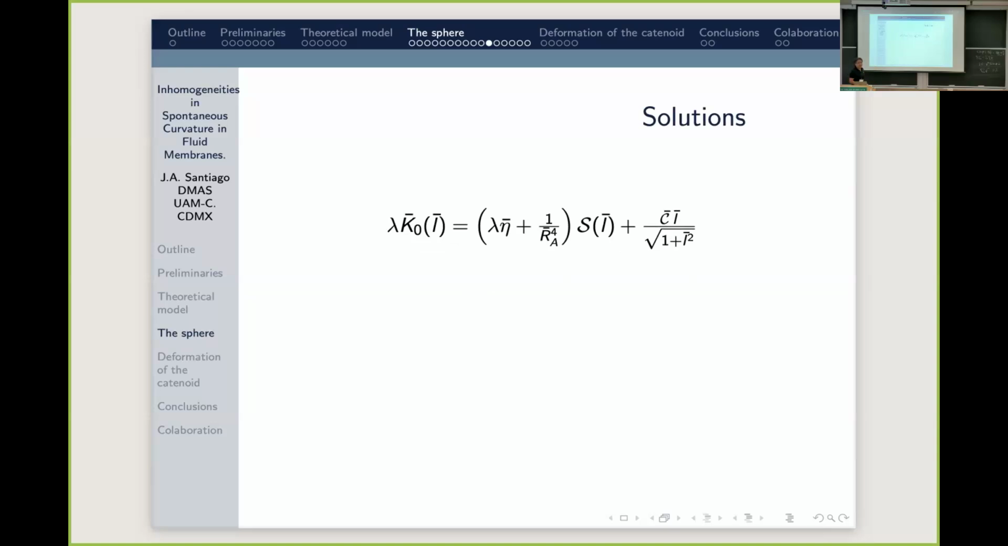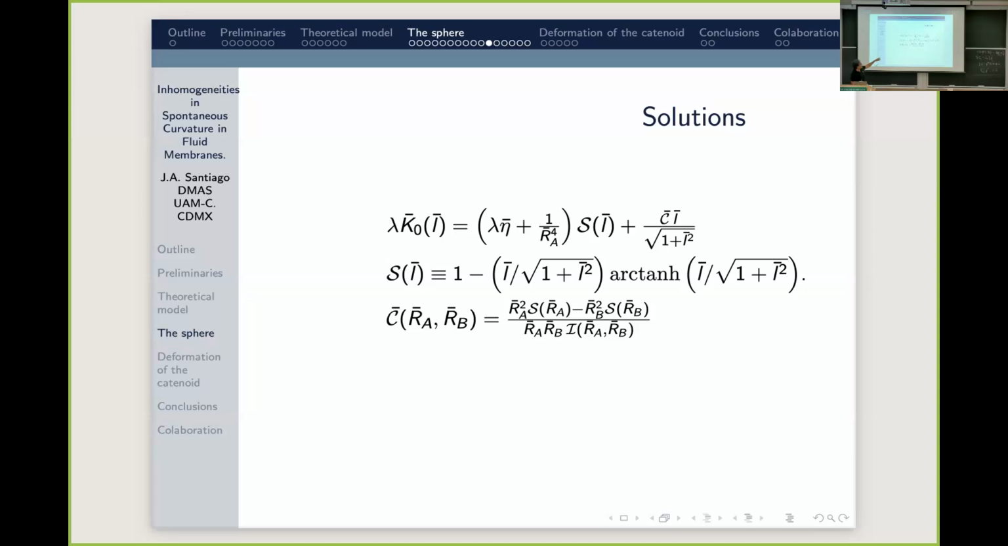Of course, the solution is very easy, right? Then we have this structure with S this arctangent function, right? And C, the constant here, is given in terms of the two radii of the catenoid. And E is defined by this function here, in terms of the radius of the catenoid, and is given by this.